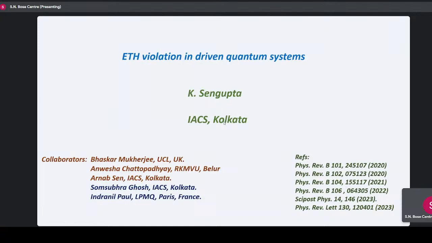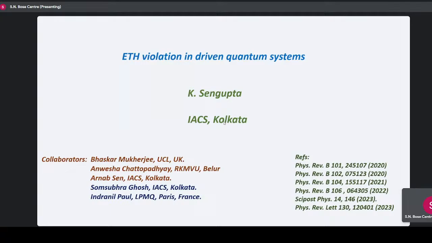Okay. Good morning, everybody, and thanks for inviting me here. Great conference, and the title of the talk has changed a little bit. It will be around eigenstate thermalization hypothesis violation in different quantum systems. And first, let me acknowledge my collaborators: Bhaskar, who is now a postdoc at University College London, Amesha, who is here, and Arnav, who is my colleague at IIT Kolkata.